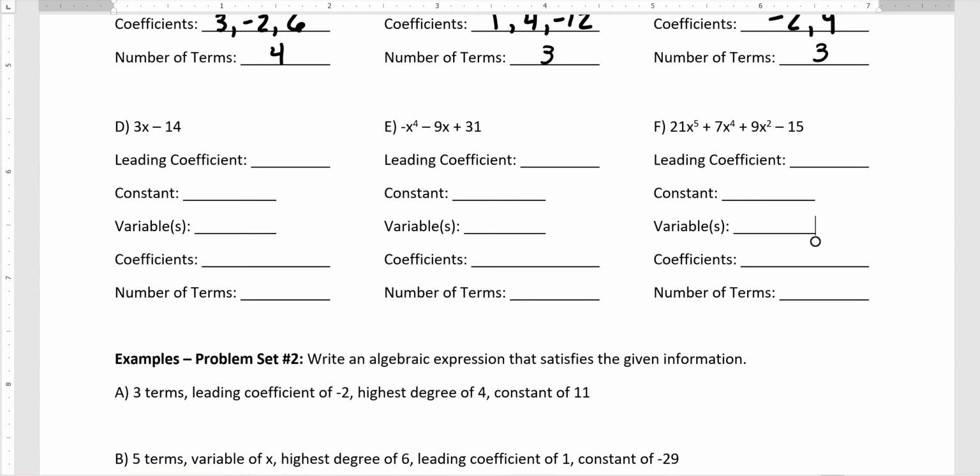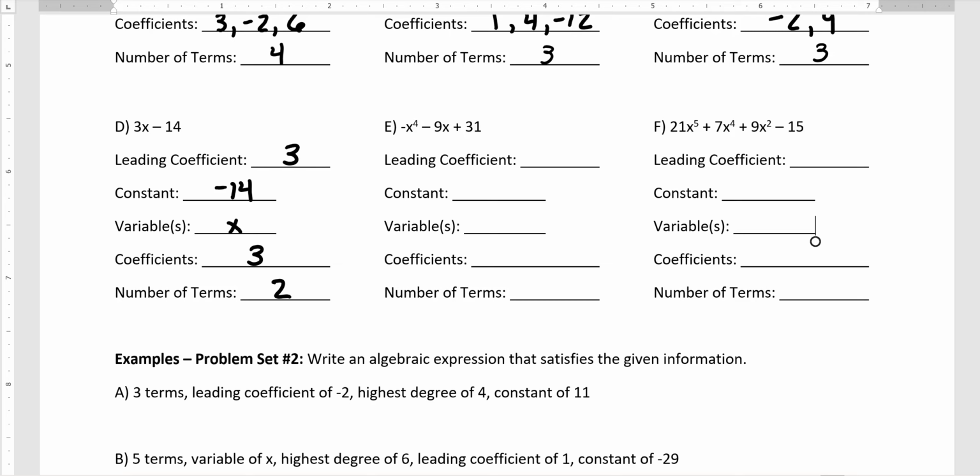So looking at letter D, our leading coefficient would be 3. Our constant would be negative 14. Our variable is x. Our coefficient, we only have 1. It's just 3. The number of terms, 2. That leading term, and then our constant.